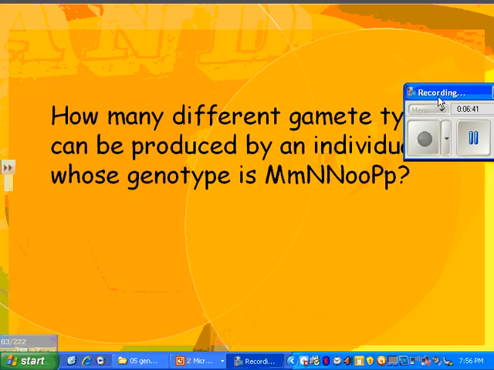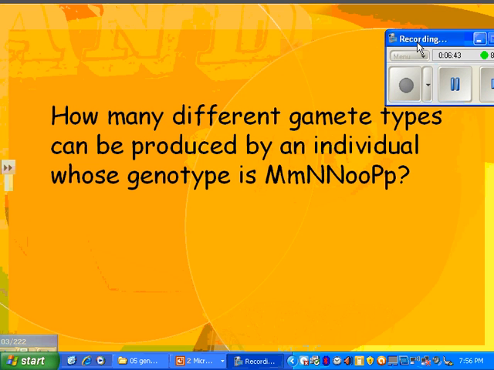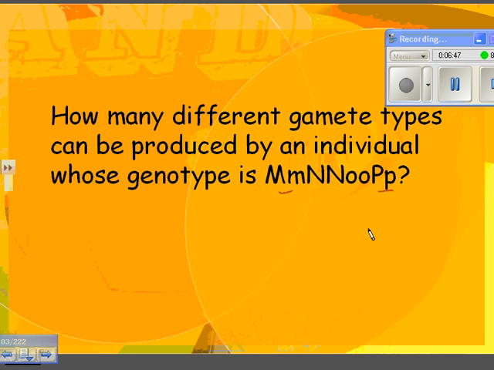So how about this one? M, N, O, P. This and this are the ones that are different. So that's 2 to the 2. So that would actually be just 4 different types, right? Because you can have big M, big N, little o, big P, little m, and o, p. Or you can have big M, N, O, little p, little m, N, O, little p. So just 4 types.